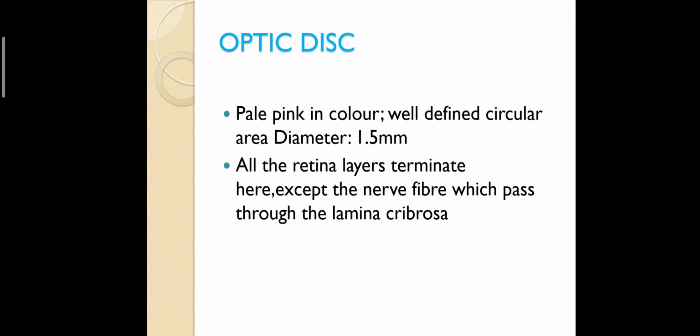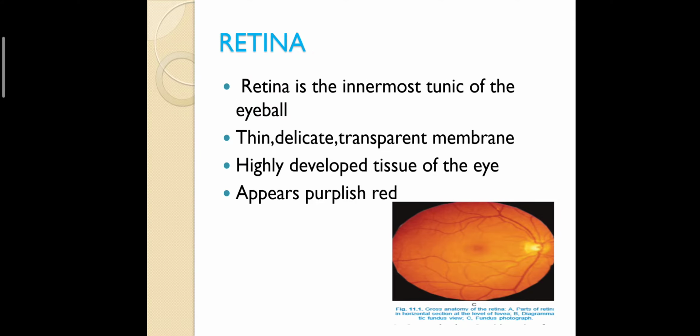You can see in this picture the round structure through which the vessels are arising, that is the optic disc. It's approximately 1.5 millimeter in diameter, and all the layers of the retina terminate here except the nerve fiber layer, which passes through the optic disc.